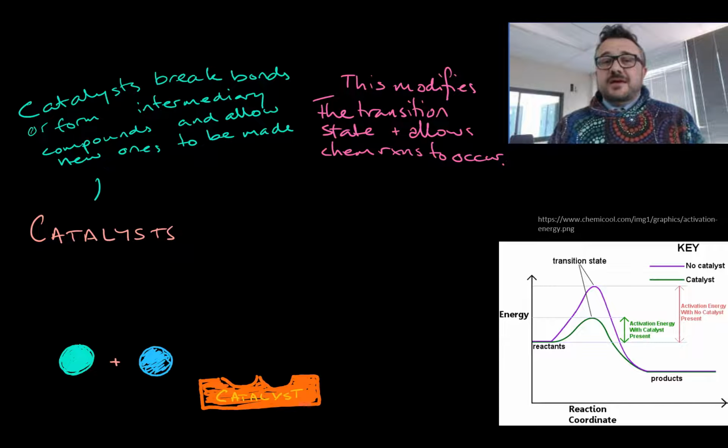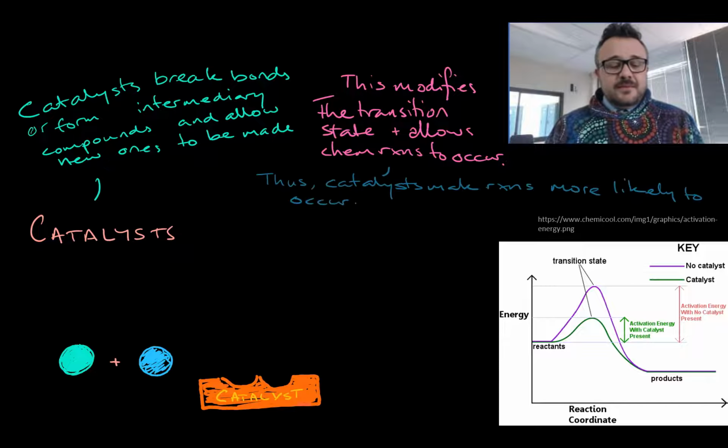Now, just because chemistry is a bit of a spectrum, there'll be a very, very small amount of reactions that happen beforehand, before you achieve the activation energy. There'll still be a small amount of reactions taking place. So catalysts, in other words, make reactions more likely to occur.